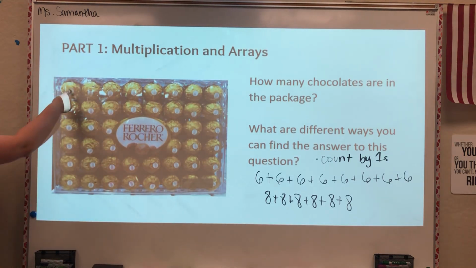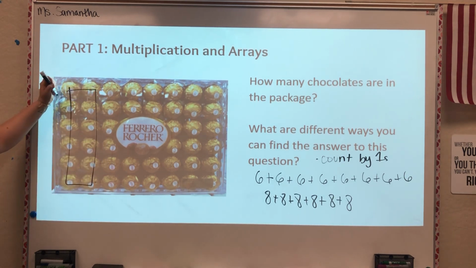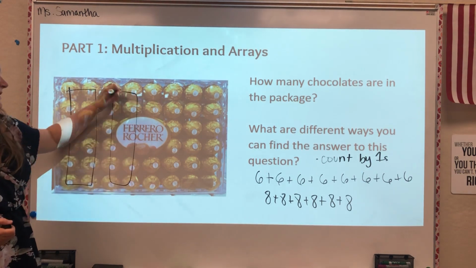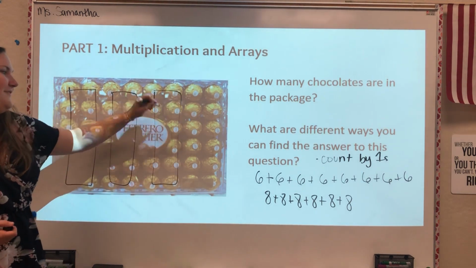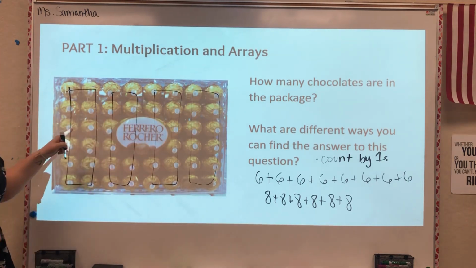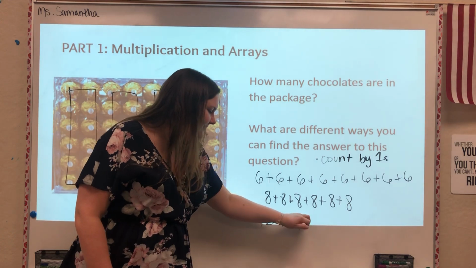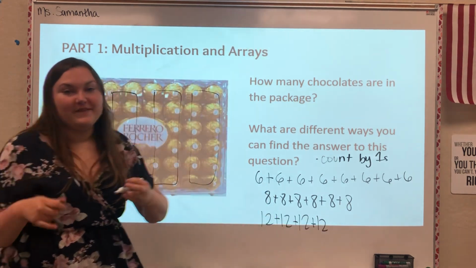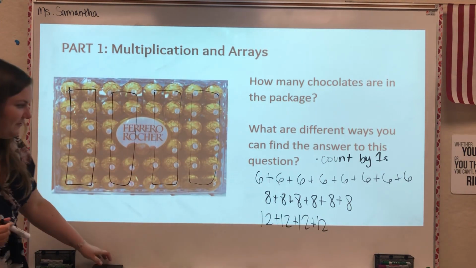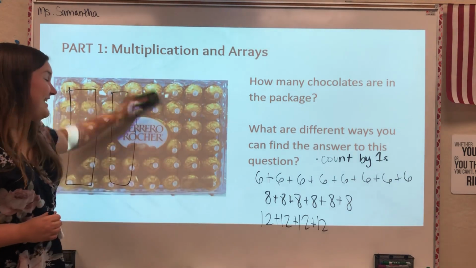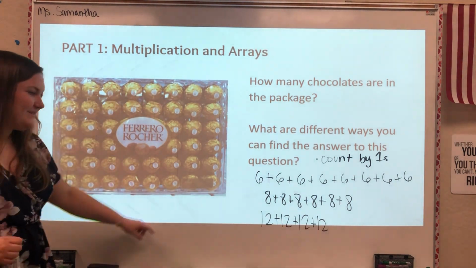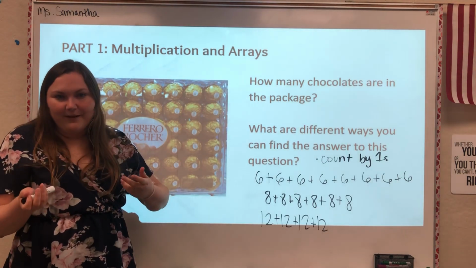Instead of saying 6 and 6 and all those 6s, you might already know that 6 plus 6 is 12. So we could count them by 12. So we could say 12 plus 12 plus 12 plus 12. So that would be 4 of them, 4 12s. And you could keep going with this. There are a lot of different ways you could figure this out. The question I've got is, what do you notice about all of these? What do they all have in common?